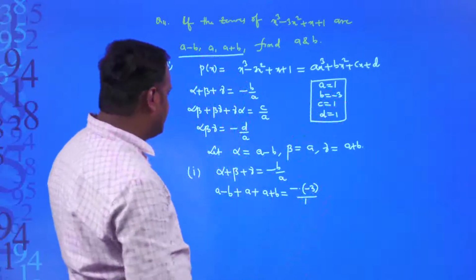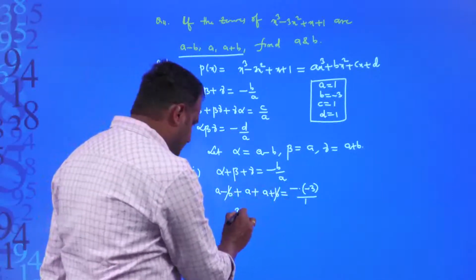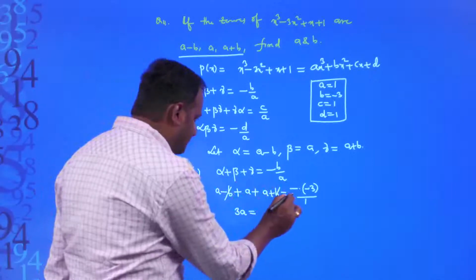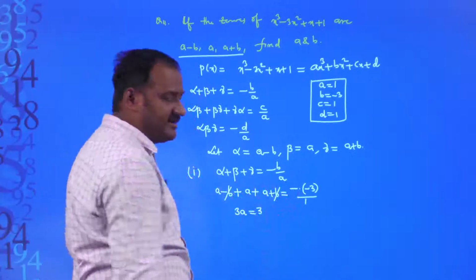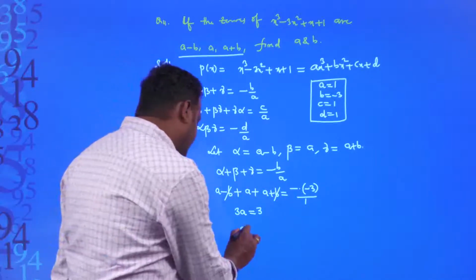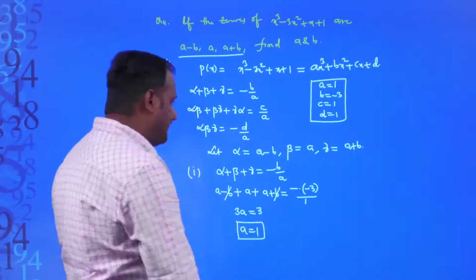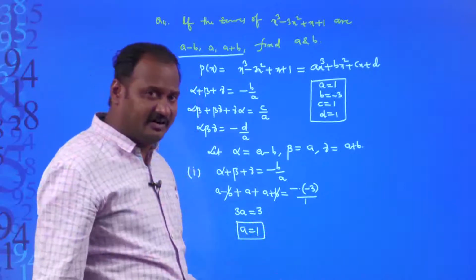Now, simplify this. Minus b and plus b gets cancelled. A plus a plus a is equal to 3a, which is equal to minus of minus 3 is 3. 3a is equal to 3. 3 into how much is equal to 3? 3 into 1 is equal to 3. Therefore, the value of a is equal to 1. We got the value of a.